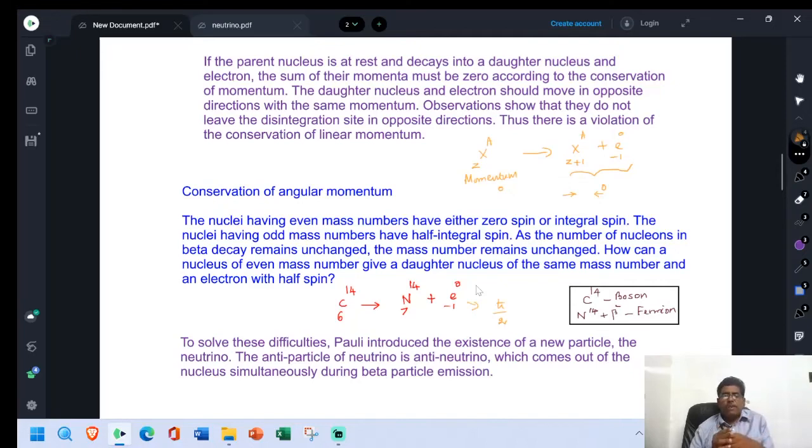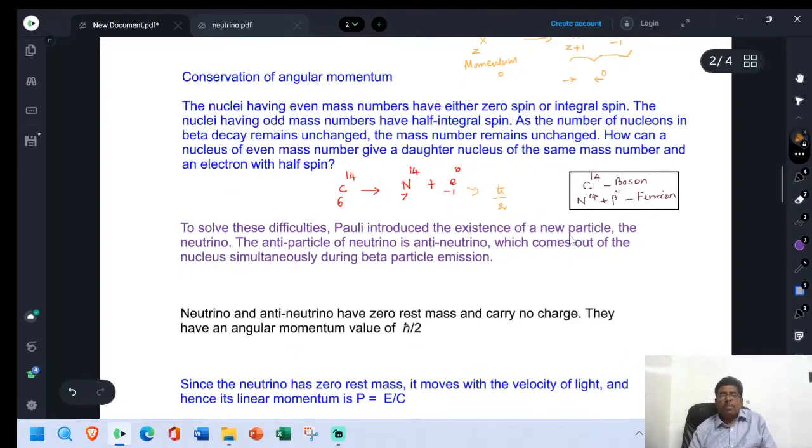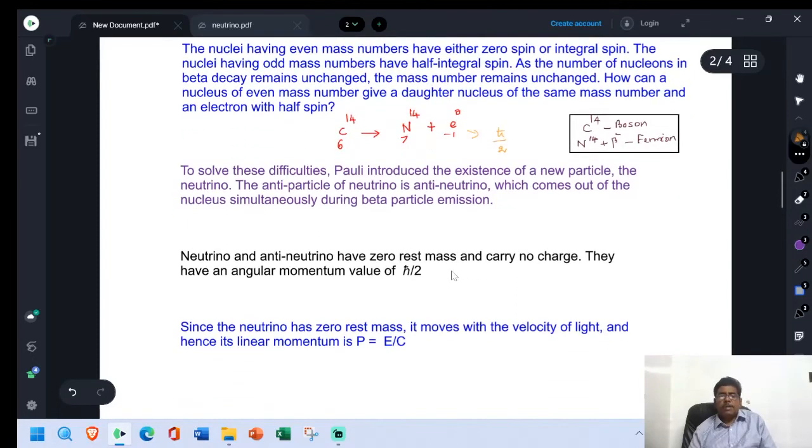To solve this difficulty, Pauli introduced the existence of a new particle, the neutrino. The antiparticle of the neutrino is the antineutrino. The antineutrino comes out of the nucleus simultaneously during beta particle emission. Neutrino and antineutrino have zero mass and carry no charge.